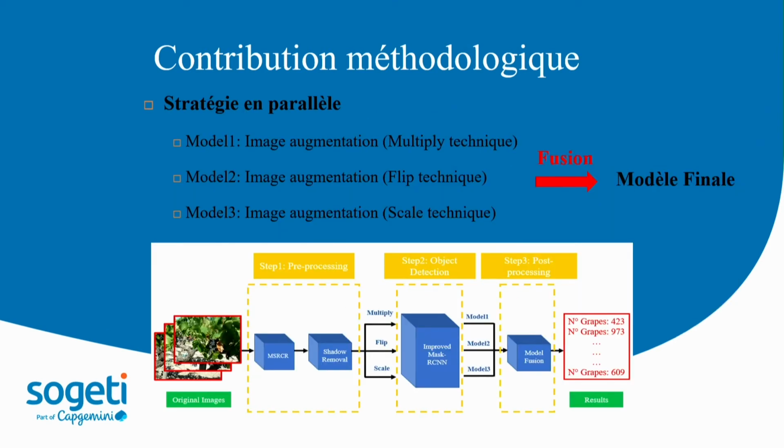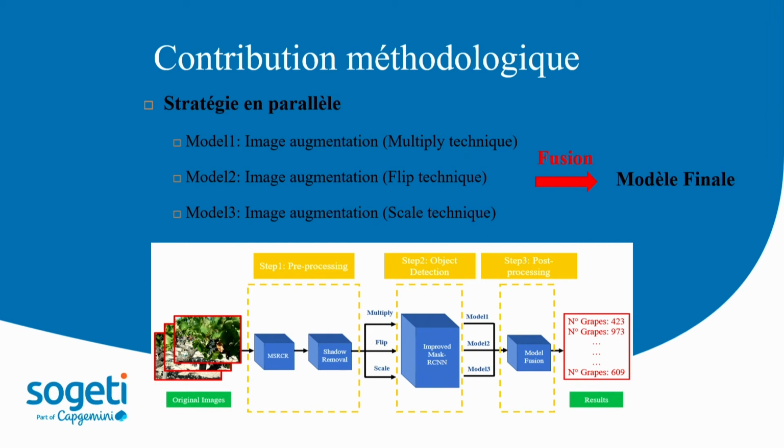But even with these two improvements, the improved Mask R-CNN could not reach more than 70% in terms of precision. So for that, we propose a really innovative strategy. Based on the original images, we do different kinds of image augmentations. For example, in this image, we use the multiply technique, the flip technique, and also the scale technique, three different kinds of image augmentations based on the original images.